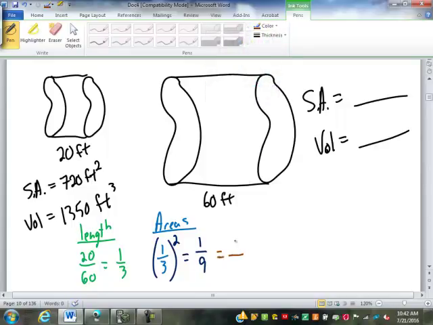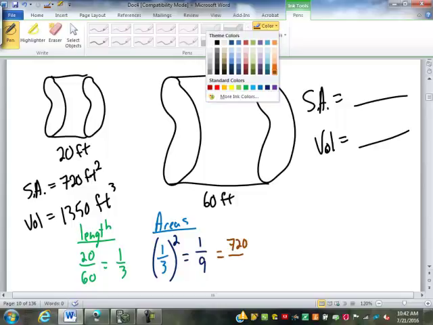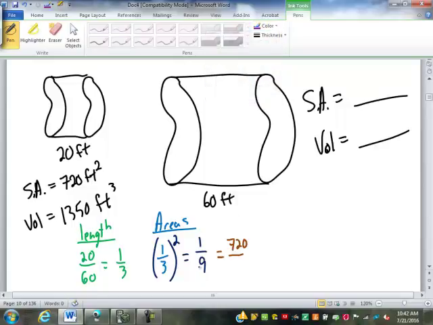What goes in the next one? 720 goes on top. We cross multiply and divide. 9 times 720 divided by 1 is what? 6480 square feet. How many of you had 6480? Good deal.